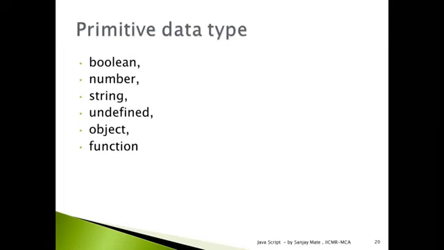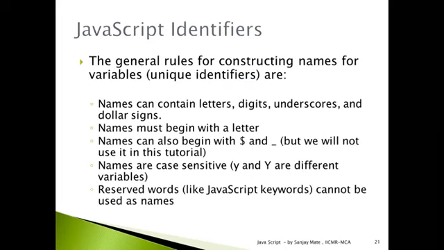Next, we'll see the primitive data types. In JavaScript, you have the Boolean data type, then number, string, then the undefined data type, then object, and the last one is function. We'll see these data types and use them in some examples. But before that, how to declare variables, what names you can give to them, and what rules to follow when naming variables, functions, arrays, or objects.